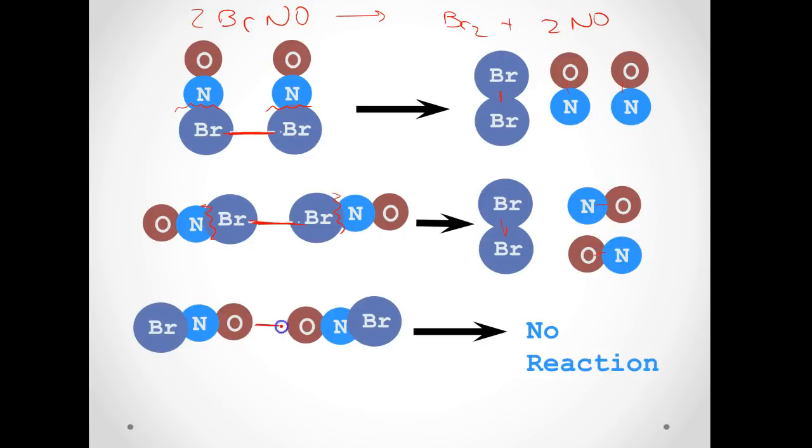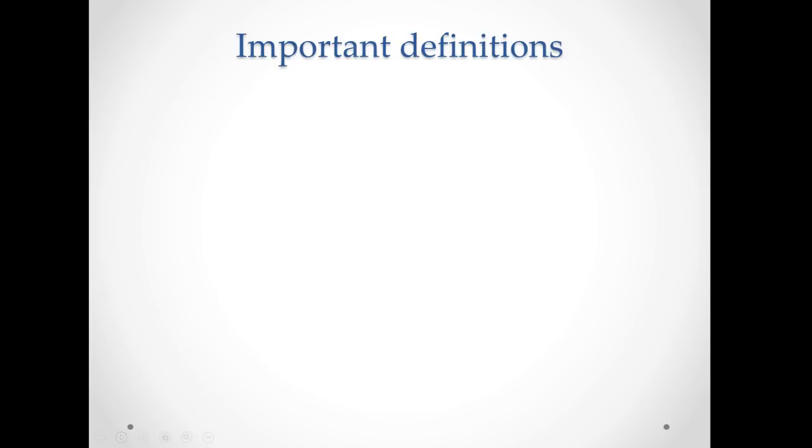But if they collide here, there's no way to sever the bond between the Brs and have them form the Br2. So this is an instance where there would not be a reaction. They wouldn't collide properly to make that reaction happen.